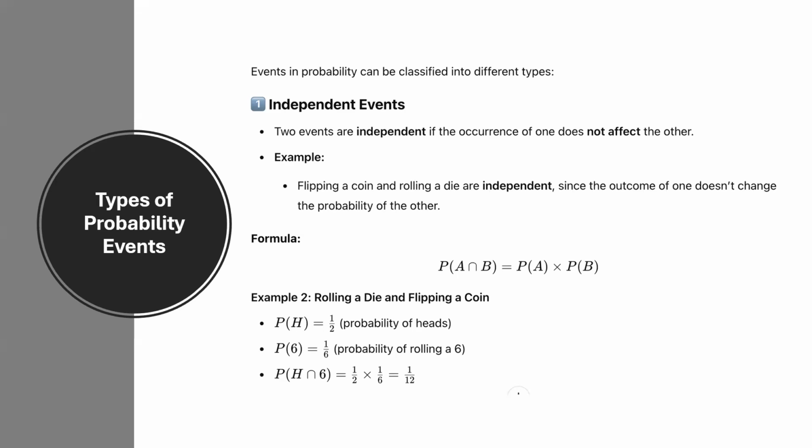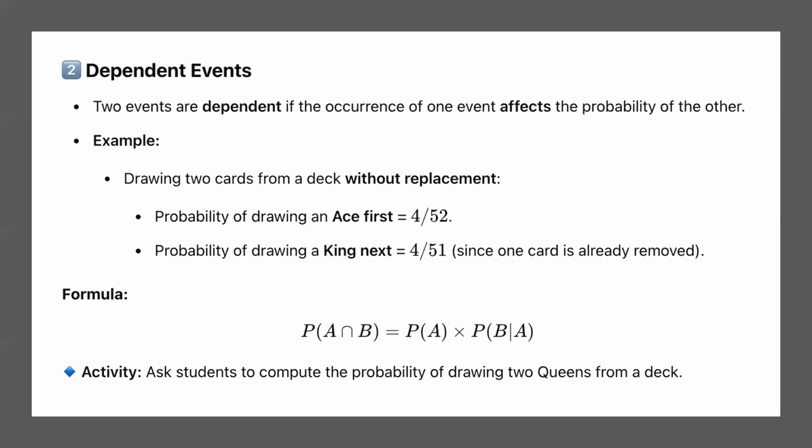Now let's move to the next type of event, that is the dependent event. What is a dependent event? Can anyone take a guess based on the last example, or the last event we discussed?